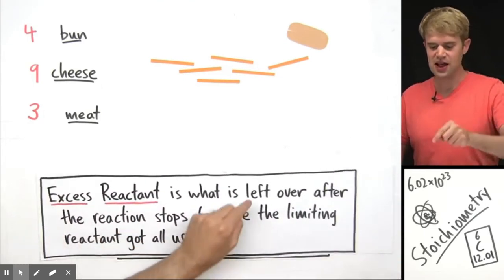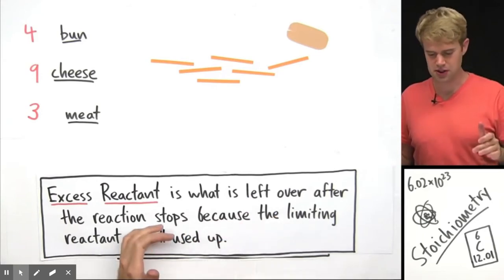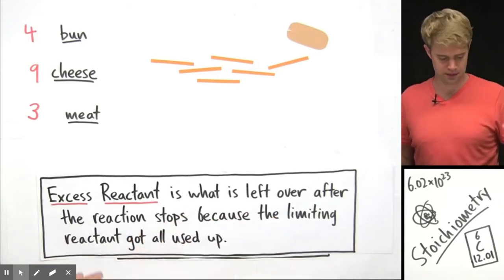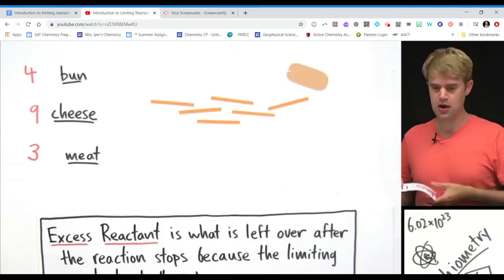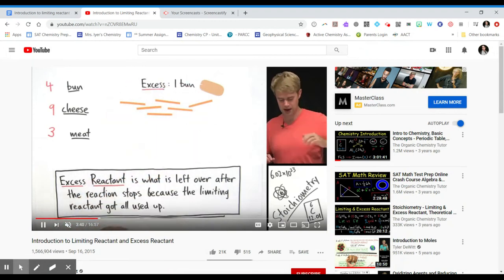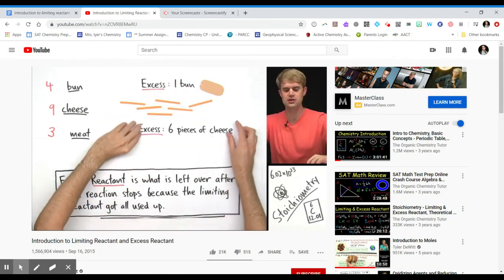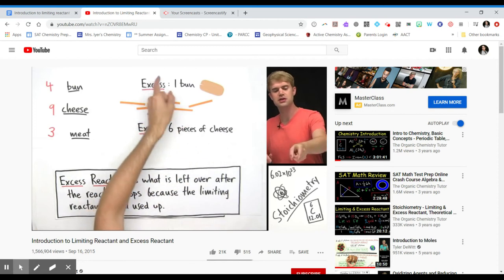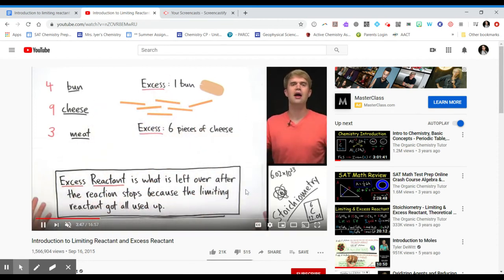Excess reactant is what is left over after the reaction stops because the limiting reactant got all used up. Okay? So we have some excess reactant. We have 1 excess bun and then some more excess reactant. We have 6 pieces of cheese that are left over after the meat gets all used up. Okay, so now that we've talked about the concepts behind limiting reactant and excess reactant, let's use this information to solve some problems that are a little bit more advanced.